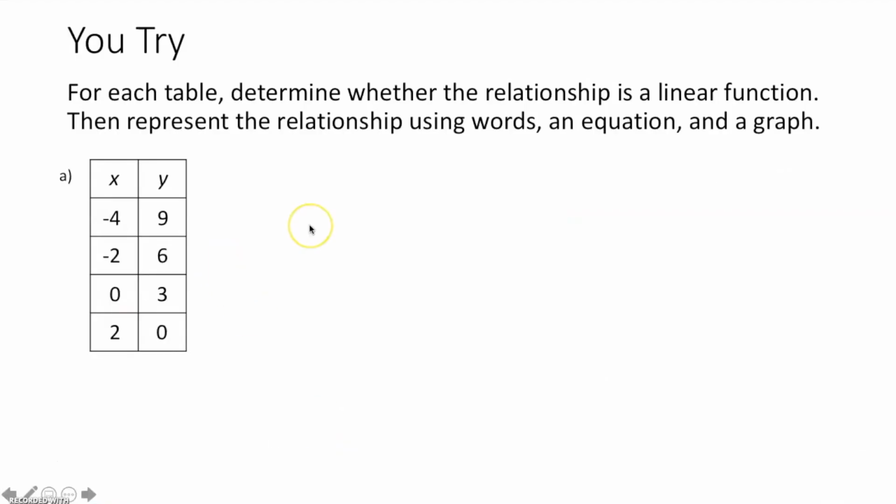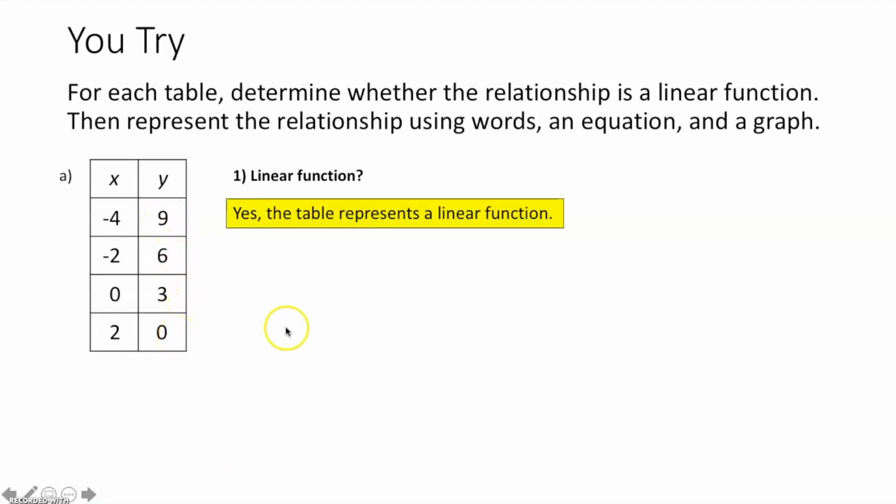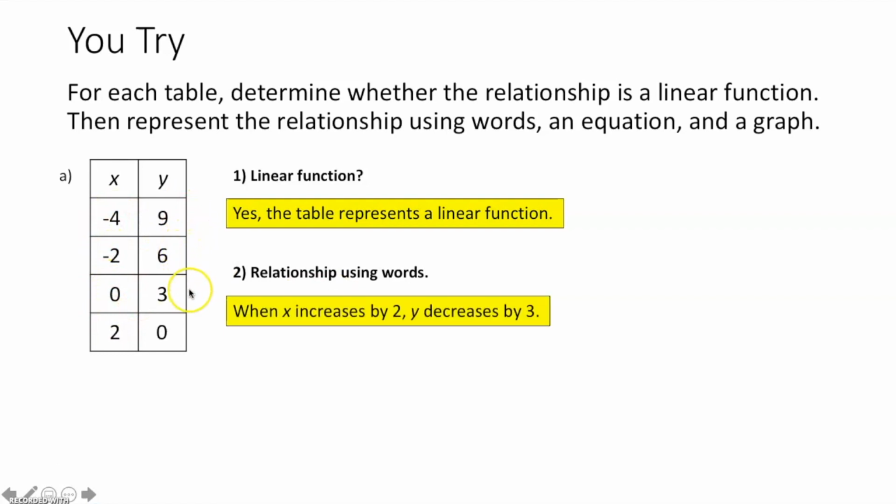Okay, doing the same thing. First, is it a linear function? So here, the x is increasing by 2 every time, so that's the same amount. And y is decreasing by 3 each time. So yes, that is also the same amount, meaning yes, this is a linear function. Next, relationship using words. We just said, as x is increasing by 2, y looks to be decreasing by 3.